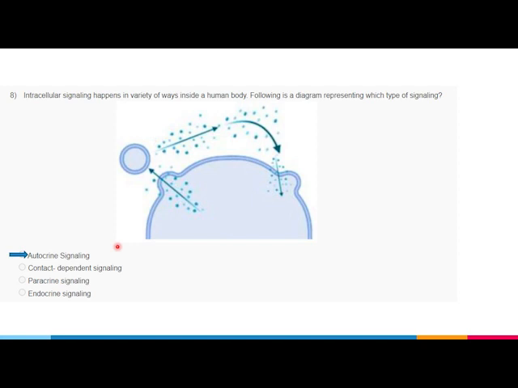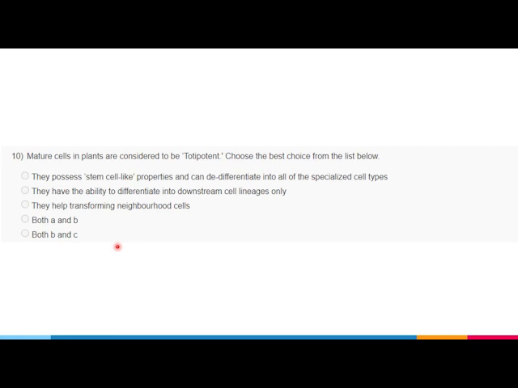Anyone wants to add anything to this? Any questions about the signaling pathways? If not, we will move forward. I guess this is our last question that we deal with today.